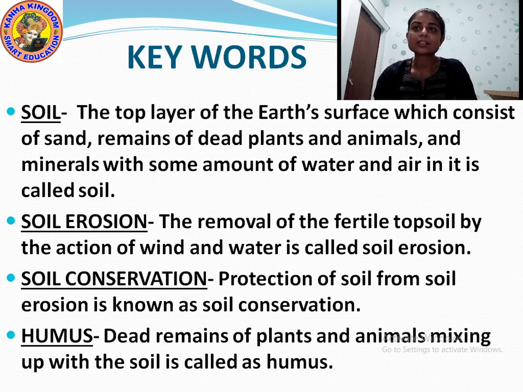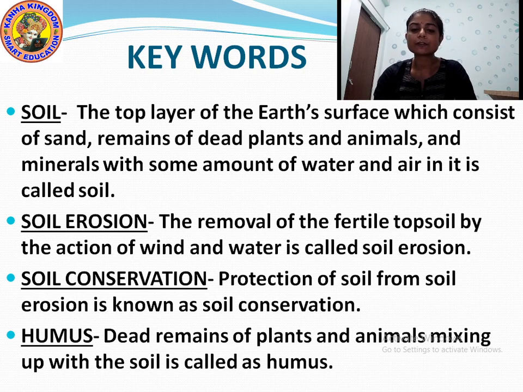Okay, then soil can be defined as the topmost layer of the earth's surface. Why? Because it contains sand, remains of dead plants and animals, minerals with some amount of water and air in it. And soil is very important for life on the earth, as plants grow on soil and plants also provide us oxygen and food, which is very necessary for all the humans and animals in the world. And soil is also home for many insects and animals. Yes or no?